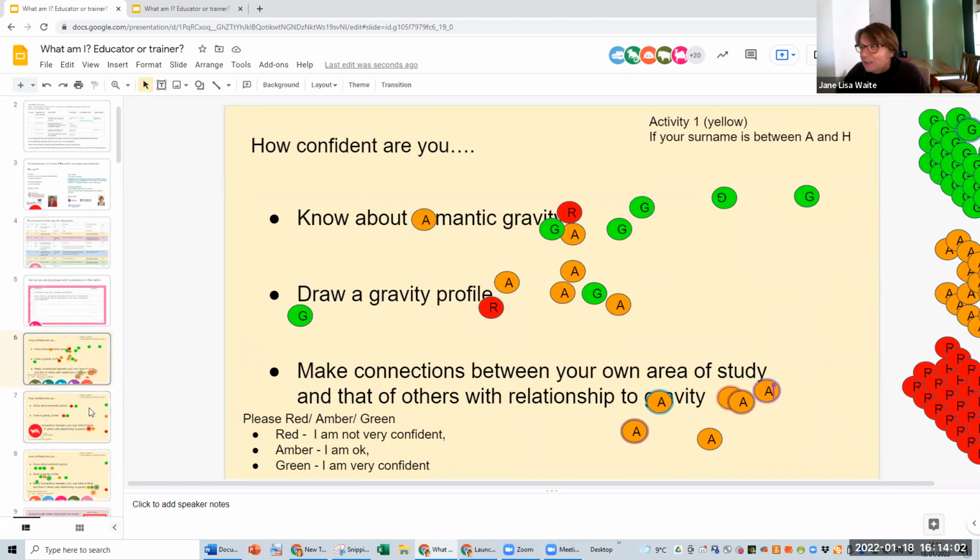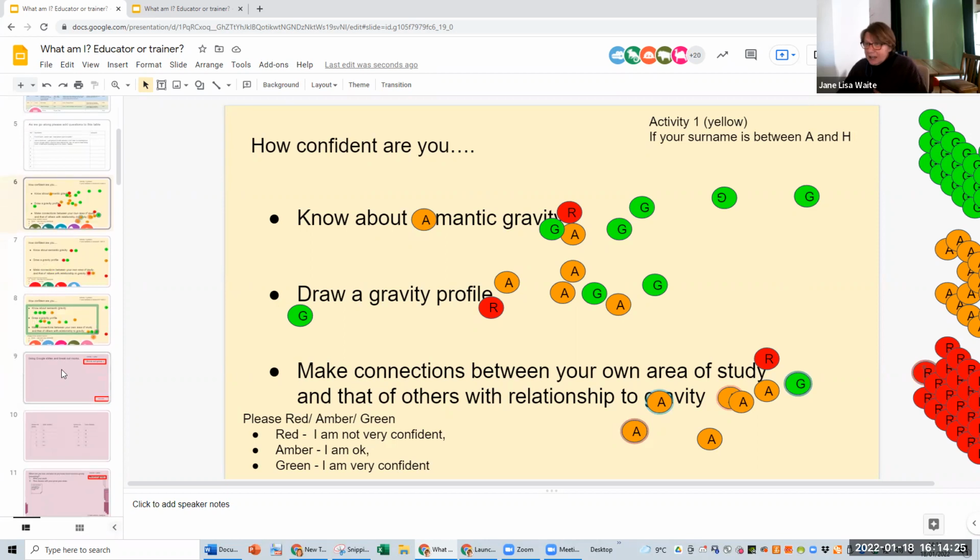So Diane, that means that we've got some people who don't know things, so we can actually make some improvement, but we have got a lot of very knowledgeable people as well. But the area where we can make most change seems to be this last objective, which is to make connections between your own area of study and that of others with the relationship to gravity. So that's really brilliant.